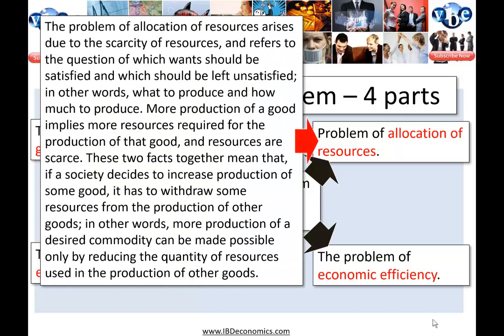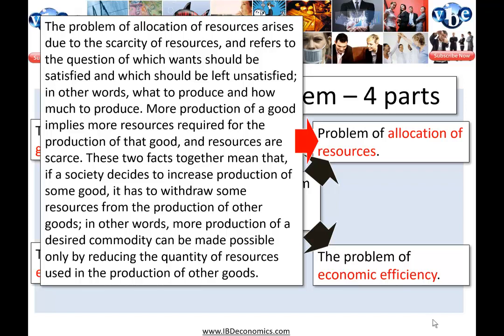Okay, allocation of resources. This problem arises because we have scarcity of resources. And this specifically refers to which wants should be satisfied and which are going to be left unsatisfied. So, in other words, what to produce and how much of it to produce. Now, the more production of a good implies more resources are going to be required for the production of it. And we know that resources are scarce.